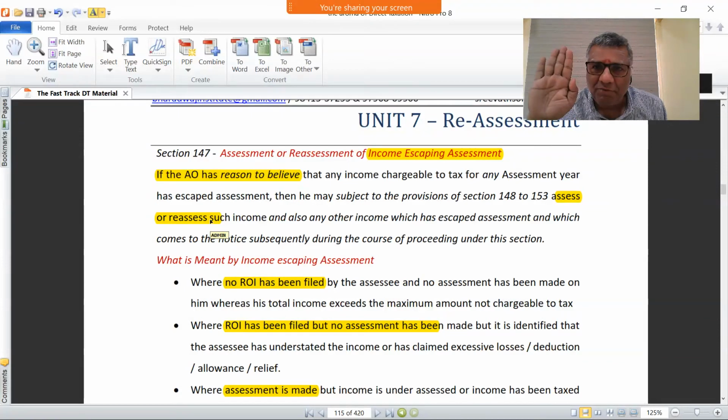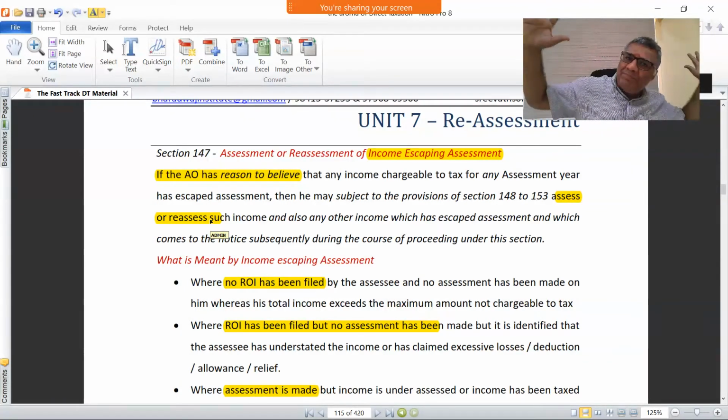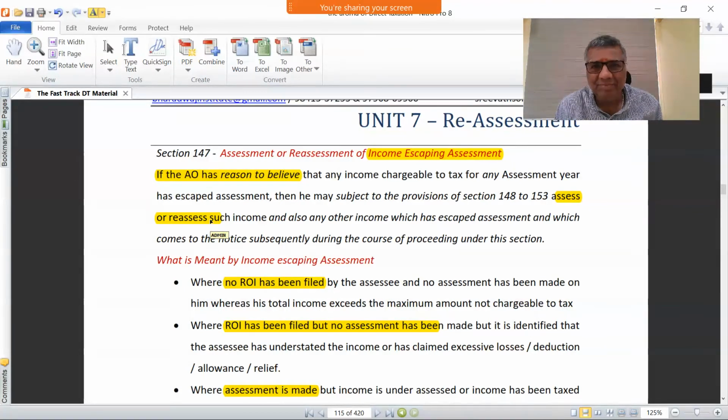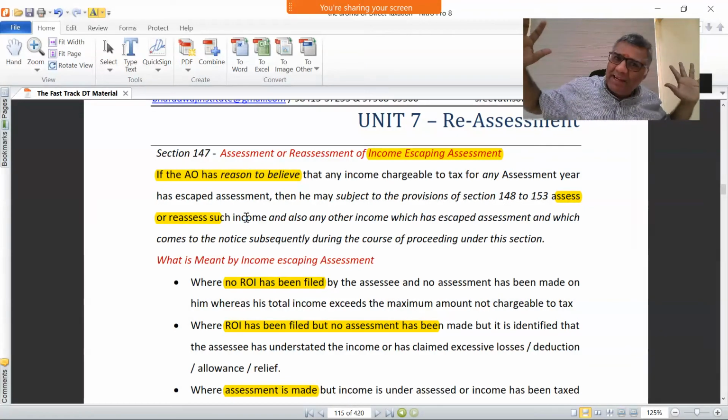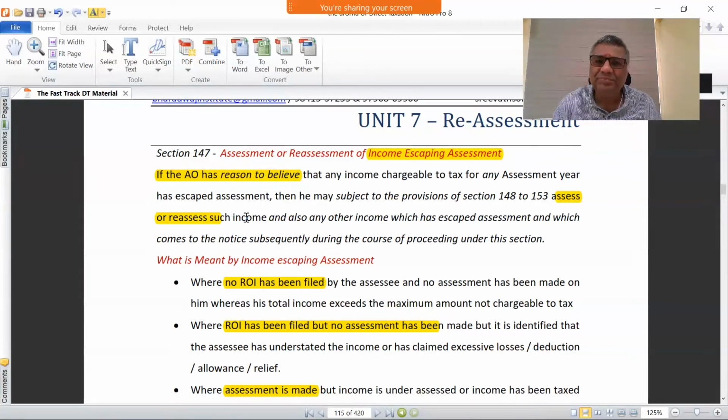Such income means the income for which I issued notice, or any other income which has escaped the assessment and which comes to the notice during the proceedings.